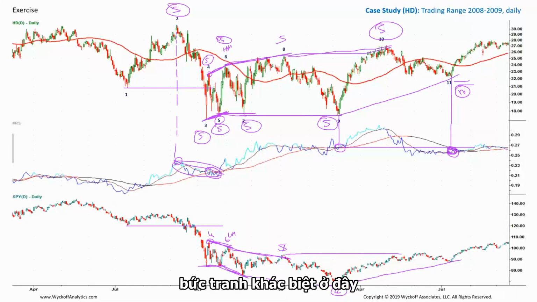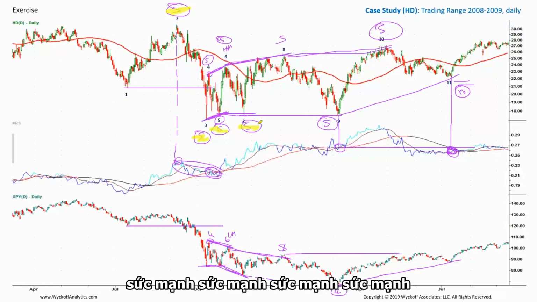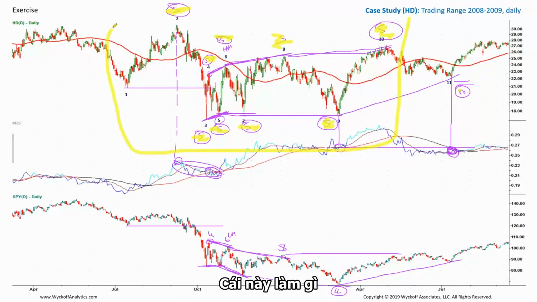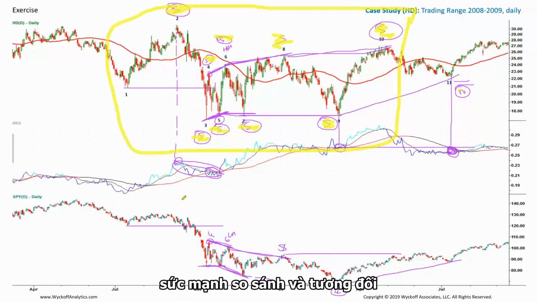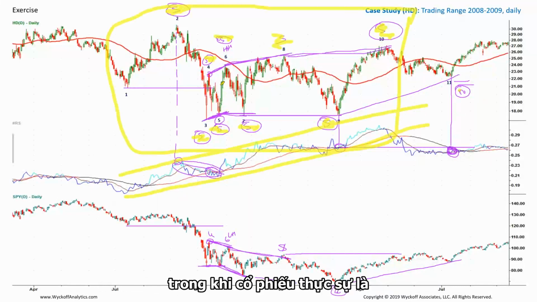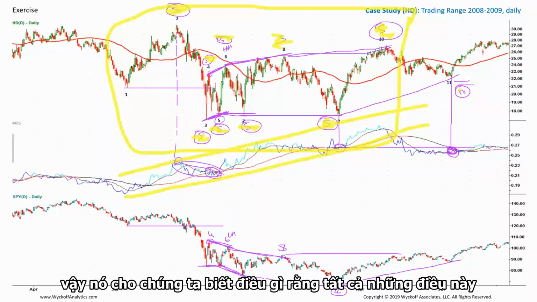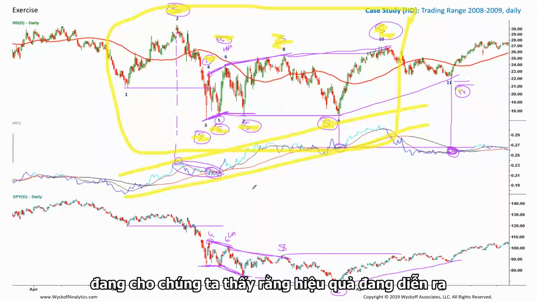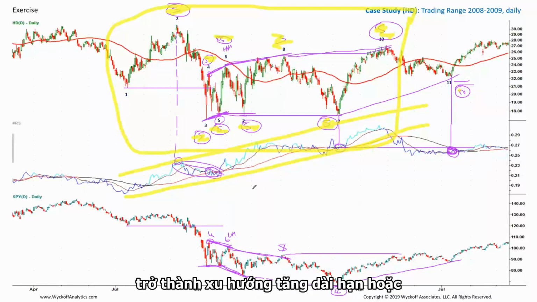So now look at the different picture here. What are we seeing here? Strength, strength, strength, strength, strength, strength, strength, strength, strength, and then some temporary weakness. What does this comparative strength and relative strength tell us? Look at the uptrend of the relative strength while the stock is actually consolidating. So what does it tell us? That all of this strength? Well, I don't know, what do you think? The causality is showing us that the effect is going to be long-term uptrend or outperformance compared to SPY for Home Depot.